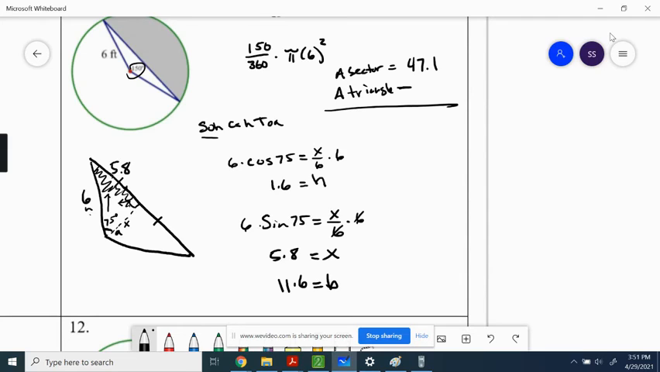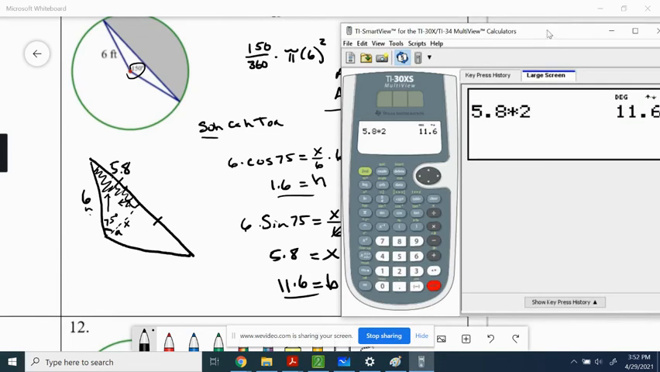All right, so now I'm going to take my height and my base and plug it into my formula for a triangle, which is area of a triangle is equal to 1/2 times base times height. All right, and I know my base and height, so I'm just going to plug them in. Area is equal to 1/2 times 1.6 times 11.6. And again, pull up our calculator.